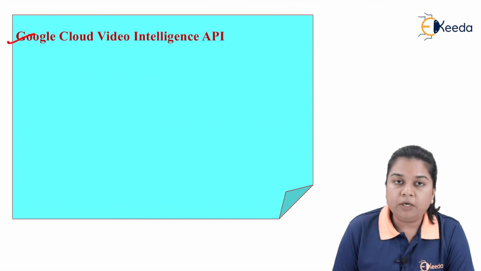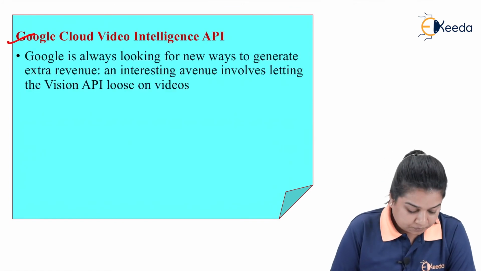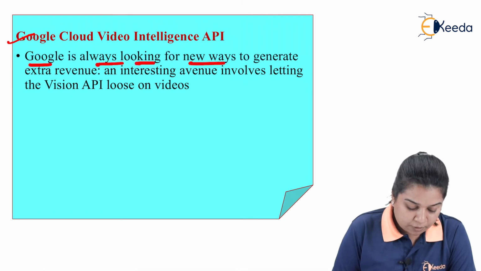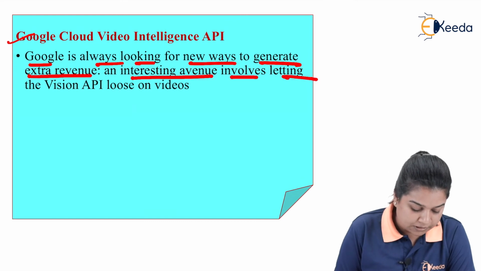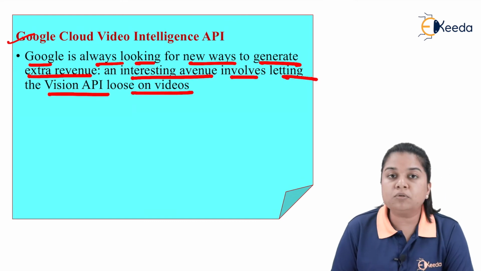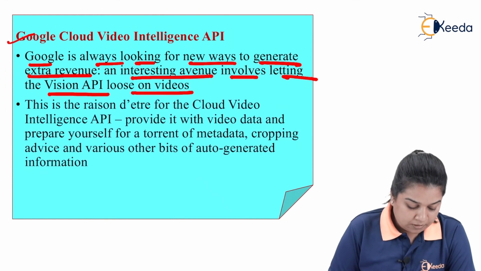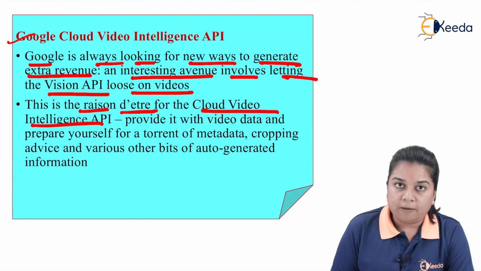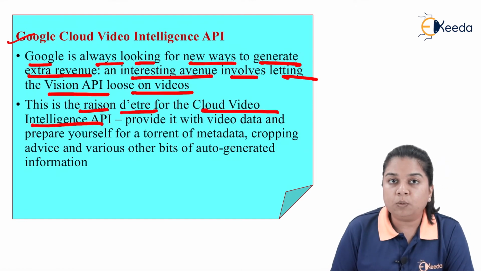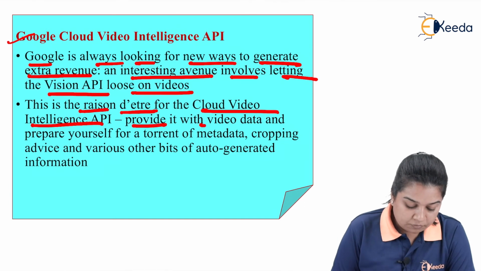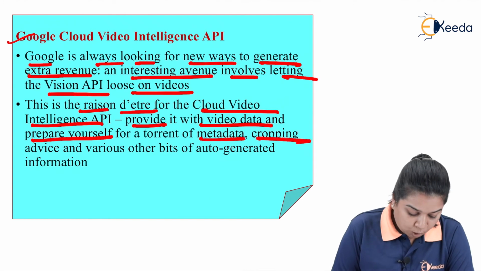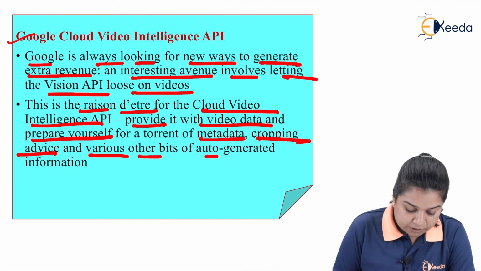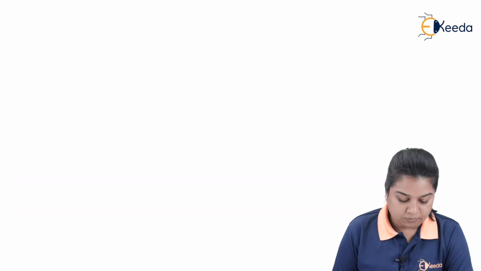Then Google Cloud Video Intelligence API. Google is always looking for new ways to generate extra revenue, and an interesting avenue involves letting the Vision API loose on videos. This is the reason for the Cloud Video Intelligence API. Provide it with video data and prepare yourself for a torrent of metadata, cropping advice, and various other bits of auto-generated information.